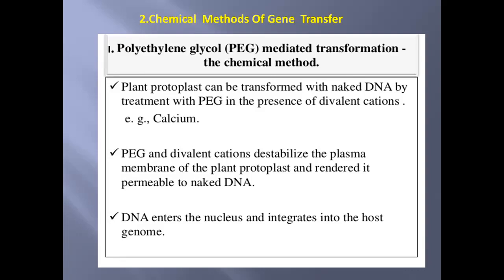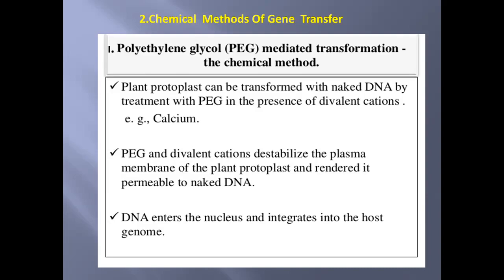Some of the chemicals used here are PEG, that is polyethylene glycol, DEAE, and chemicals such as calcium chloride or calcium phosphate. Mainly these three chemicals are used to transfer the gene into the cells. First, let's discuss the first method in chemical methods of gene transfer, that is PEG mediated transformation.